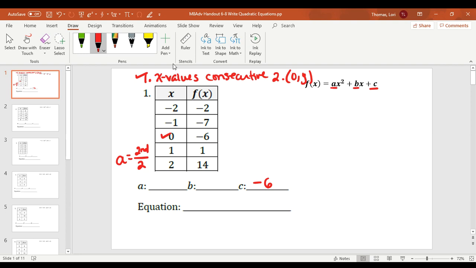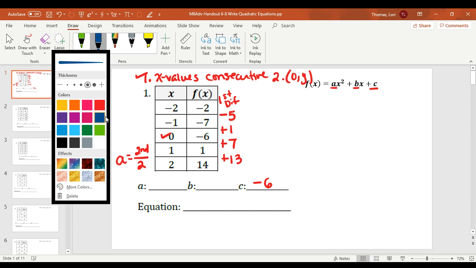So our first difference values, you ask yourself, how did you go from -2 to -7? We went down 5. From -7 to -6 is up 1. And from -6 to 1 is going to be +7. And then we went from 1 to 14, and that's +13. So this is called your first difference.